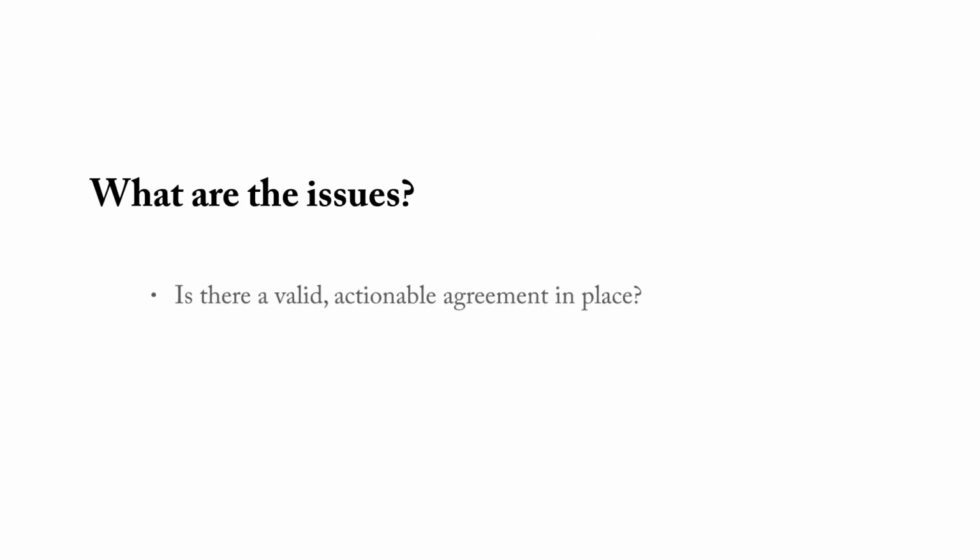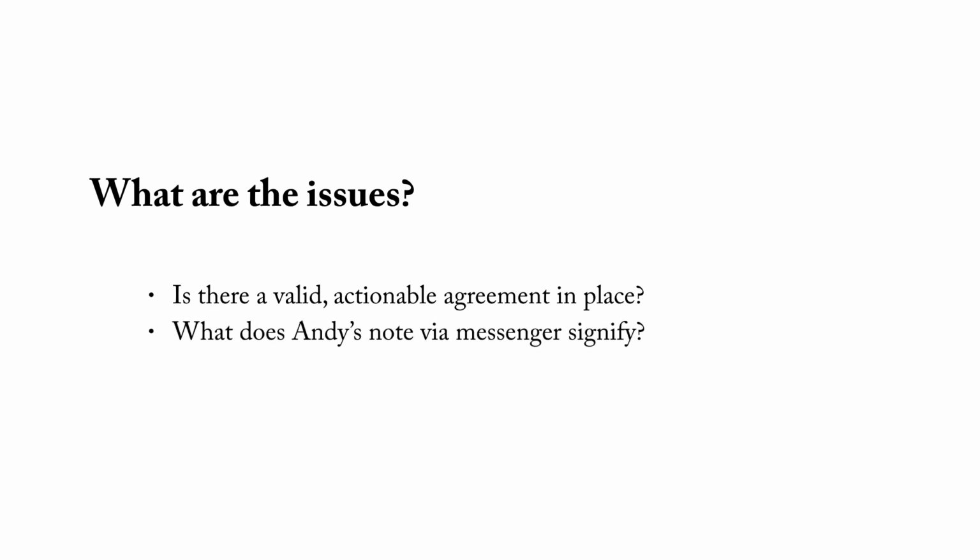Firstly, is there a valid, actionable agreement in place? Because if there is an agreement, that would mean that Andy is bound to sell or to transfer the title of the vehicle to Betsy. Secondly, what does Andy's note via the messenger signify? Now, at one point before the 8th of May, once Andy has sold the vehicle to Christopher, he sends out a note to Betsy specifying that basically the vehicle has now been sold.